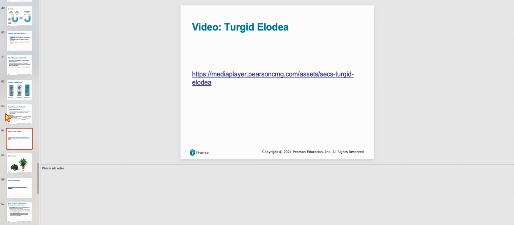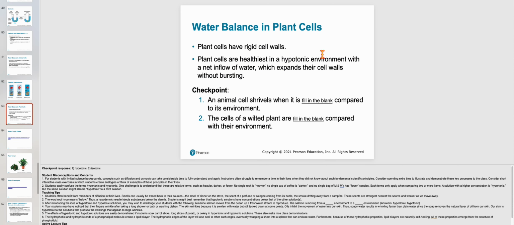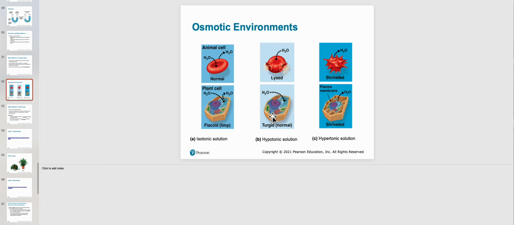Remember, let me back up. Remember, the plants have cell walls. Okay, so plants have cell walls. And again, the author says it nicely here. Plants like to be healthiest when they're in a hypotonic. And that's what you saw in this picture here. The normal is hypotonic. Okay, next slide.